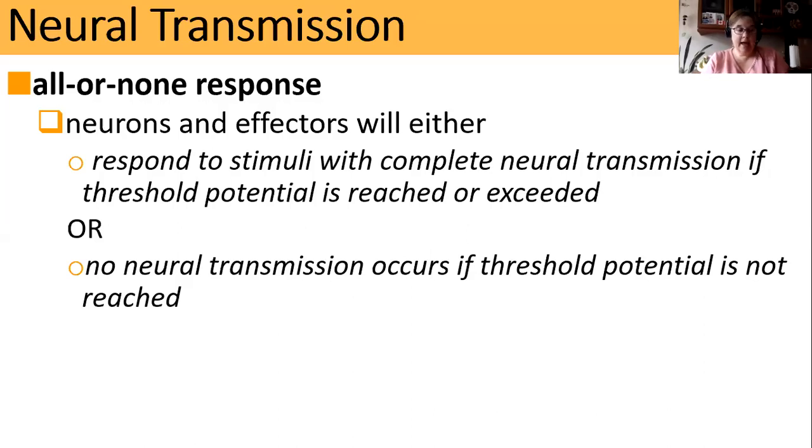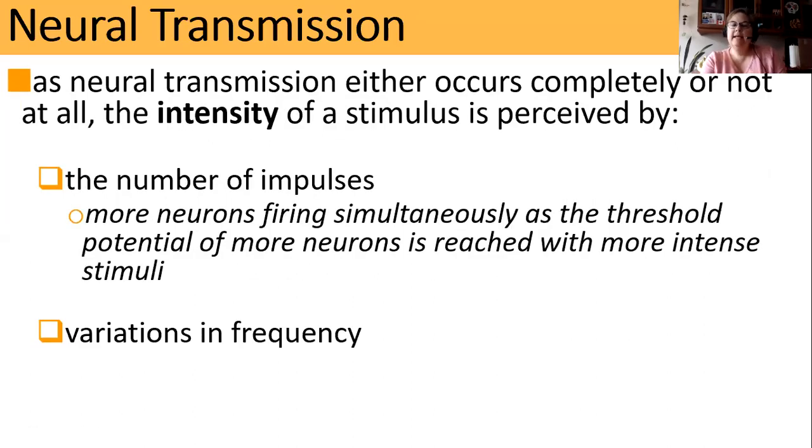So all or none happens. That's how it works, right? But here's how we detect intensity. There are two different ways. So intensity, how do we perceive intensity? Well, the first way we perceive it is by how many neurons are stimulated that are reaching their action potential, right?